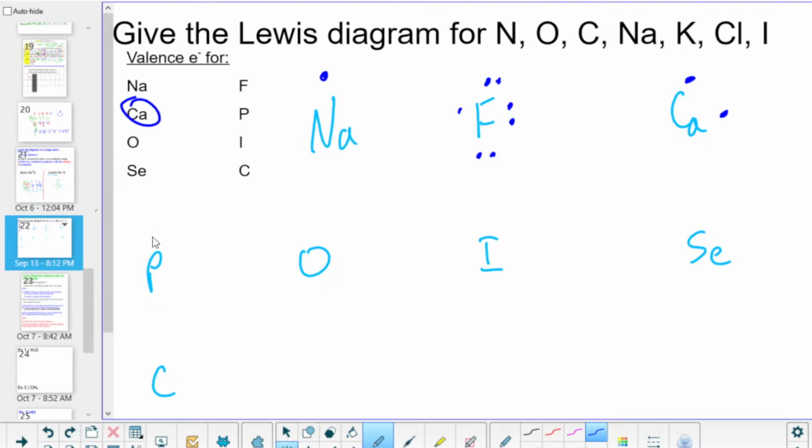Jonathan, phosphorus. Sorry, louder. I don't think I could quite hear you. Just 2 dots? How many valence electrons does phosphorus have?